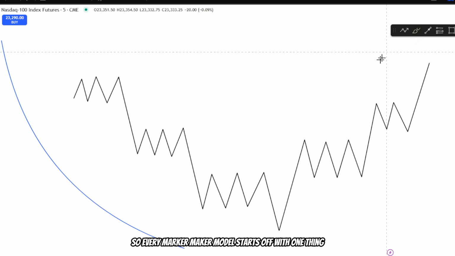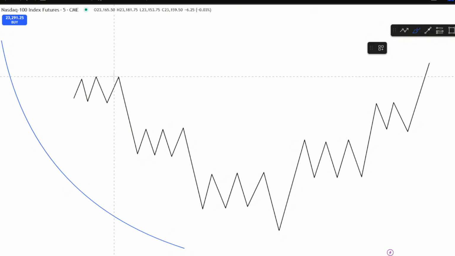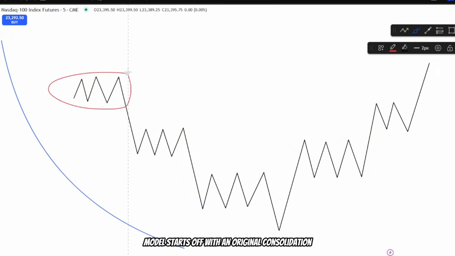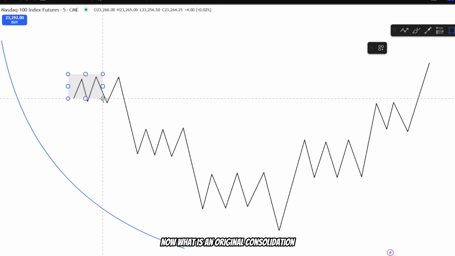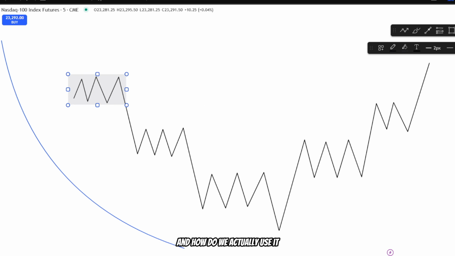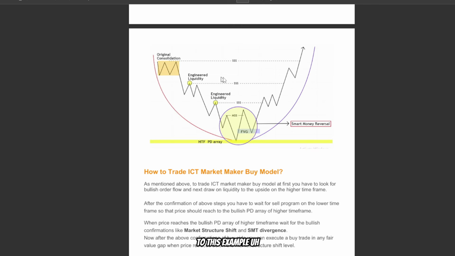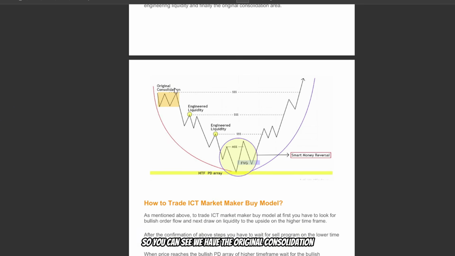Every market maker model starts off with one thing. The market maker model starts off with an original consolidation. Now, what is an original consolidation and how do we actually use it? So we can go back to this example. You can see we have the original consolidation and the sell side of the curve. Okay, so the original consolidation basically is a higher time frame ERL, right?